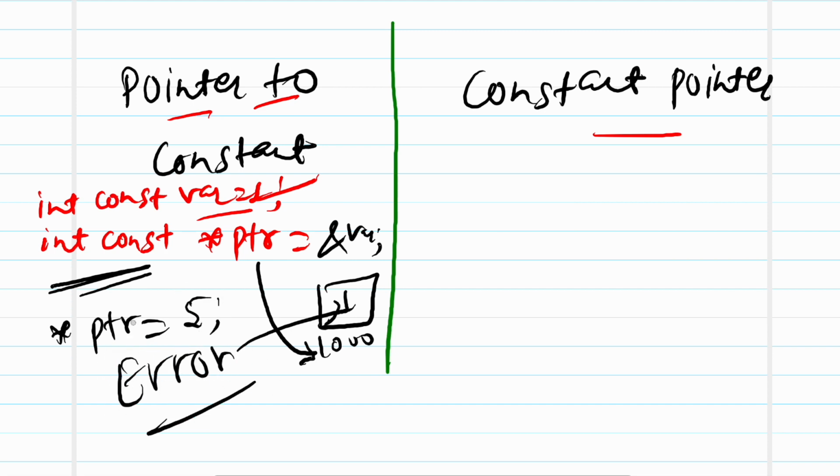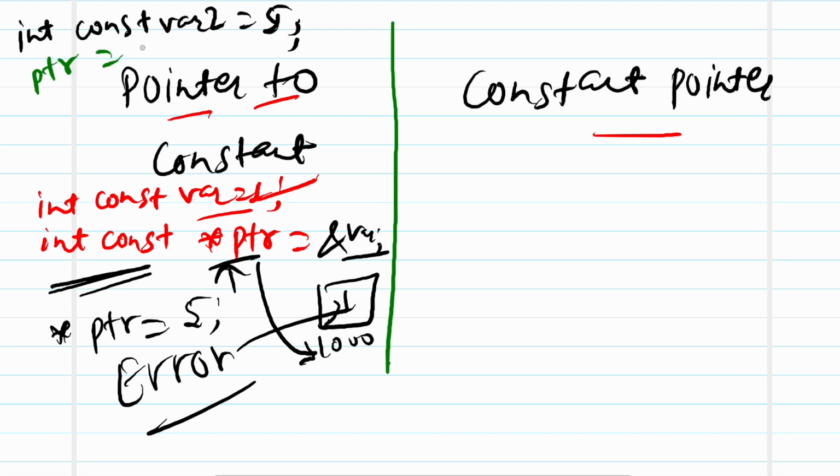You cannot perform this operation, but you can change this pointer from variable var to another variable. Let's say you have another variable var2. So here you are allowed to write ptr equals ampersand var2. You can change this pointer from var to another variable's address. That is possible, but you cannot change the value at this memory location.